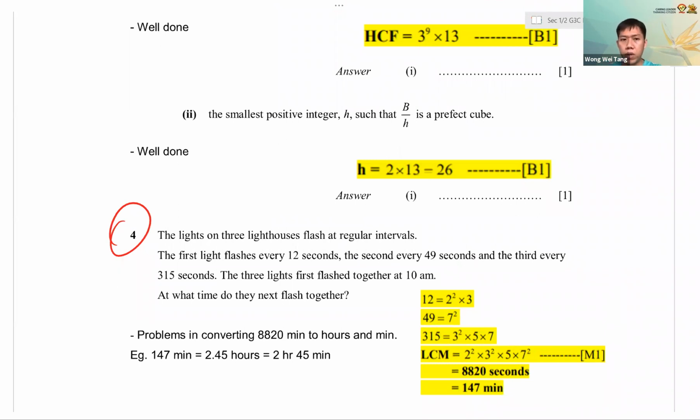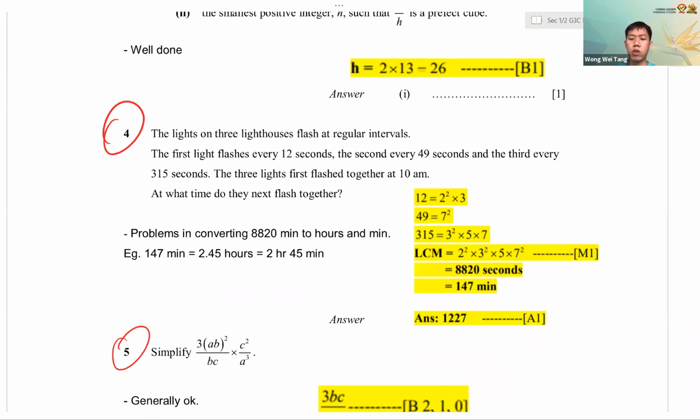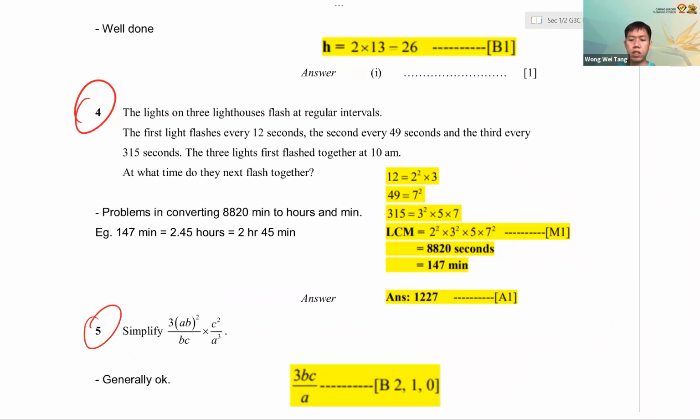So if you remember, before the paper, I uploaded sort of a revision notes for your class. Quite a number of these actually came out. Okay, so next one, question 4. Here we have the conversion. Generally you don't have problems finding the LCM, but conversion from 8820 seconds to minutes, that's where the problem started. So conversion, you can simply use your calculator.